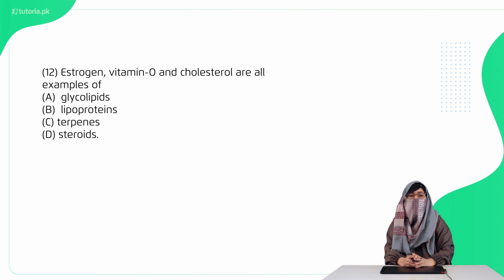Question 12 है estrogen, vitamin D and cholesterol are all examples of option A glycolipids, option B lipoproteins, option C terpenes, option D steroid. The right option है option D steroids.